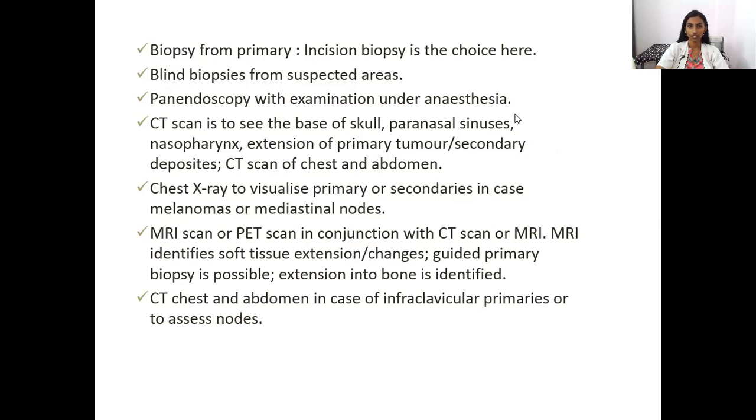These are things you should remember when it comes to investigations of neck secondaries. Incision biopsy is the choice, and other blind biopsies of the suspected areas could be required. Pan endoscopy under anesthesia would be necessary in some cases. CT scan to look for lesions in the base of the skull and paranasal sinuses would be required, and sometimes CT scan of the chest and abdomen again could be required.